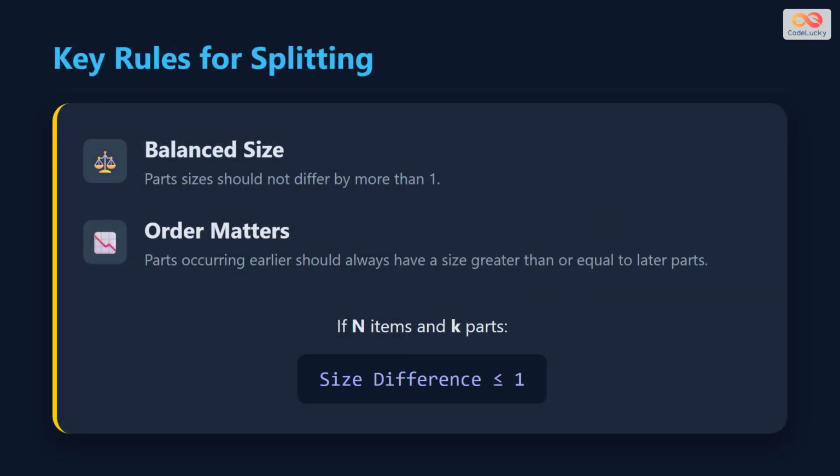There are 2 fundamental rules we must follow. First, the size difference between any 2 parts cannot exceed 1. This ensures a balanced split. Second, the order matters. Since we cannot break the sequence of the list, parts appearing earlier in the output array should have a size greater than or equal to the later parts. Larger parts go first.